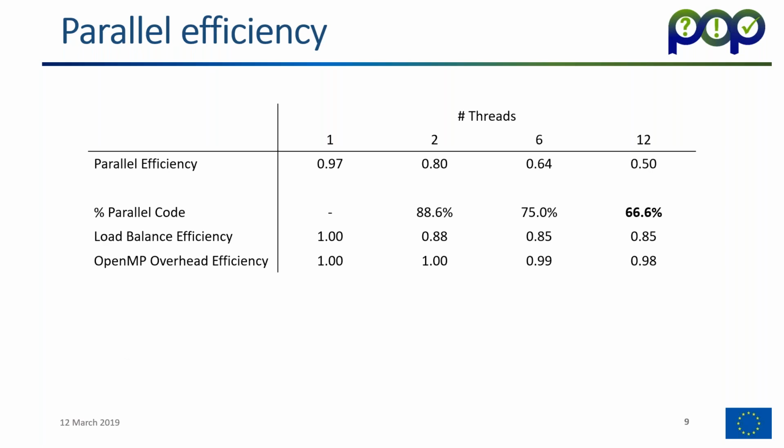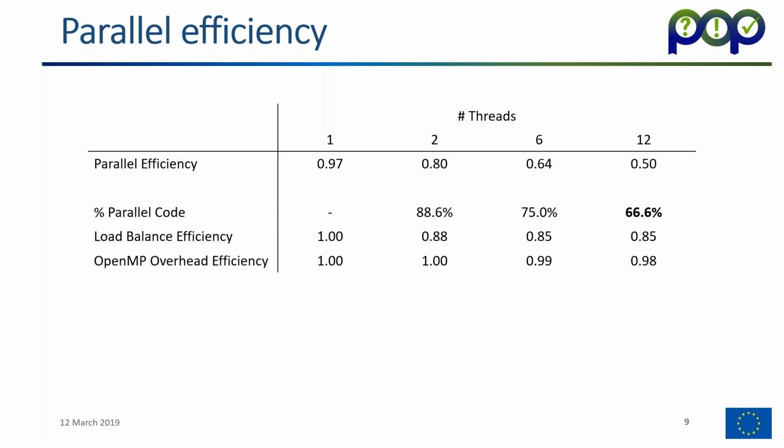But looking first at parallel efficiency, on the top line of this table here, that's the results from the previous table I showed you. But we've broken it out into those three things I listed on the previous slide. So we're looking at how much time the code spends running in parallel versus running on a single serial thread, an efficiency for load balance, so how well is the load balanced between the threads that are taking part, and then also a measure of OpenMP overhead efficiency as well.